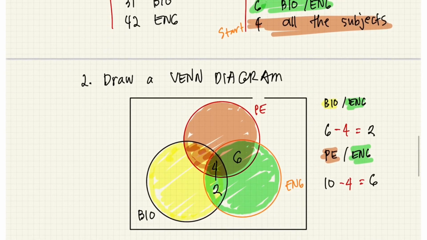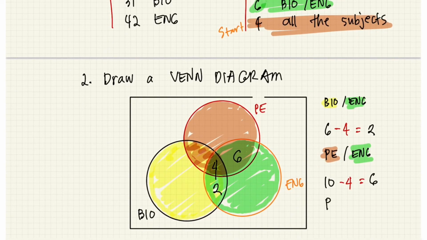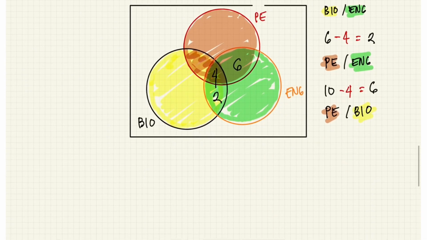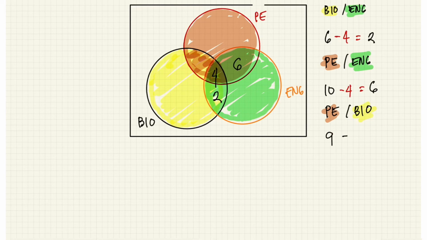Next is PE and biology. So we have a brown one and a yellow one. Now it says that there are 9 students who like to study PE and biology. But look at the circle, there is already a number that connects between brown and yellow, and that is 4. So we subtract this with 4. So therefore the answer here is equal to 5. Now all the intersections are complete.